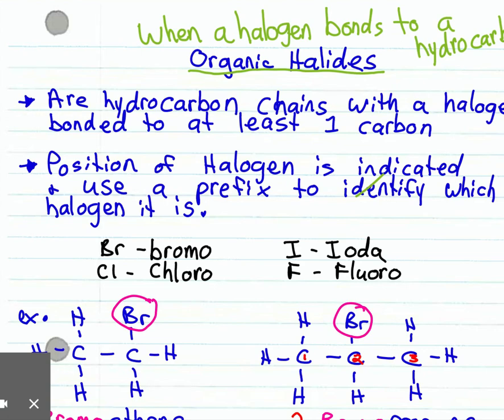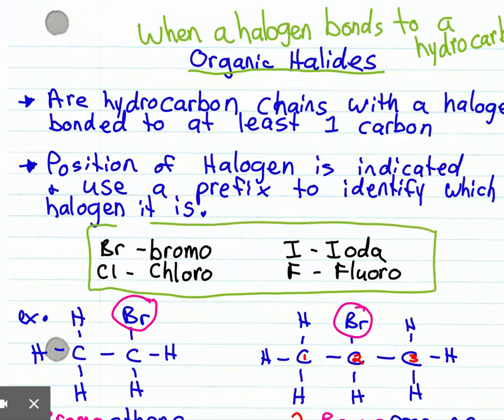Just like when we are dealing with a side chain, we indicate the position of the halogen with a number, and we use a prefix to identify which halogen it is. So remember, our halogen is a group on the periodic table. Depending on which halogen atom is bonding to the hydrocarbon chain, these are our prefixes.